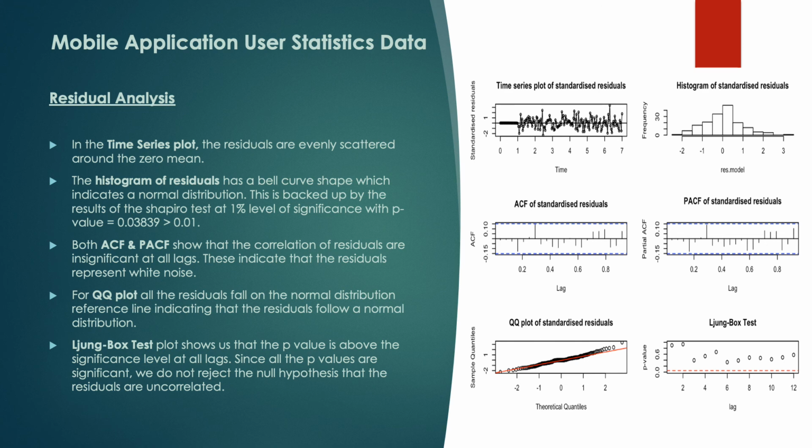Both ACF and PACF plots show no significant lags, which indicates that it is white noise. From the QQ plot, we see that all the residuals fall on the normal distribution line. And finally, from the Ljung-Box test, we see that the p-value is above the significance levels at all the lags, which means that we fail to reject the null hypothesis that the residuals are uncorrelated. With the backing of the residual analysis, we can now look into the forecasting.